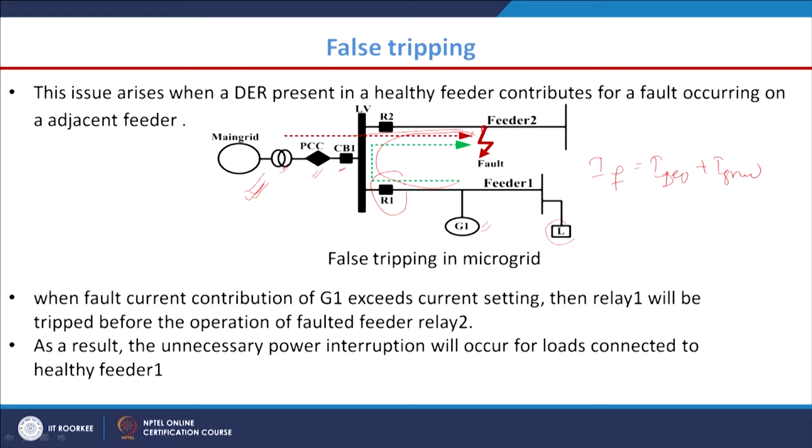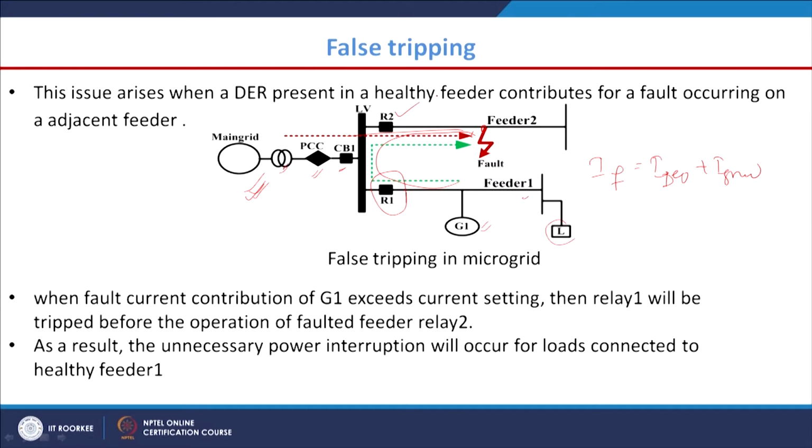This R1 is one relay, an overcurrent relay you can say, protecting this particular feeder, feeder 1, and this R2 is protecting feeder 2. Now, feeder 2 is the faulty section; feeder 1 is not the faulty section. So it is not necessary to disconnect feeder 1, it is necessary to disconnect feeder 2.